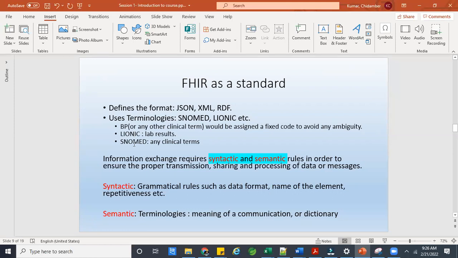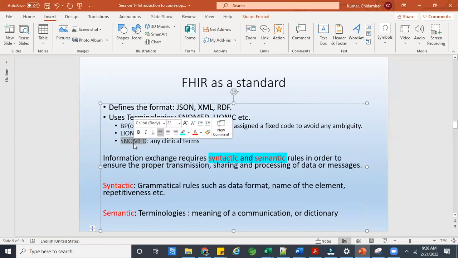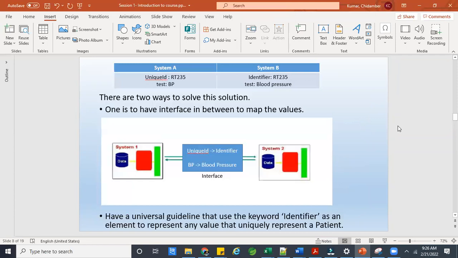The same goes for SNOMED. SNOMED can have codes or fixed values for any clinical terms that come up in the healthcare domain. Again, while we work with FHIR, we'll cover LOINC and SNOMED and how these are integrated with FHIR. So this way, FHIR is addressing the problem of format, and it is also addressing the problem of terminologies. The other thing that we need to think about here is why, among these two solutions, this is the preferred one.